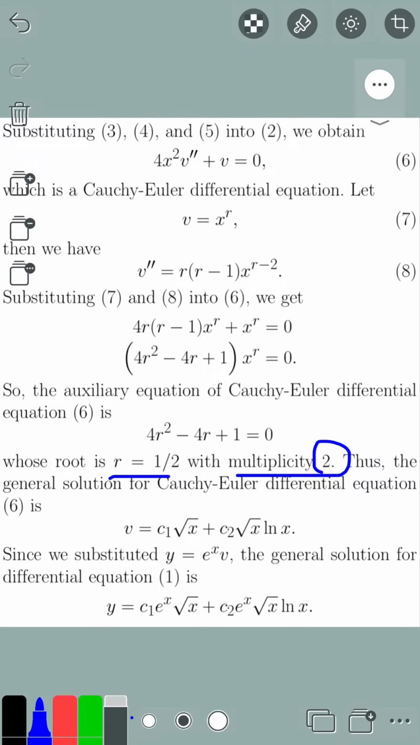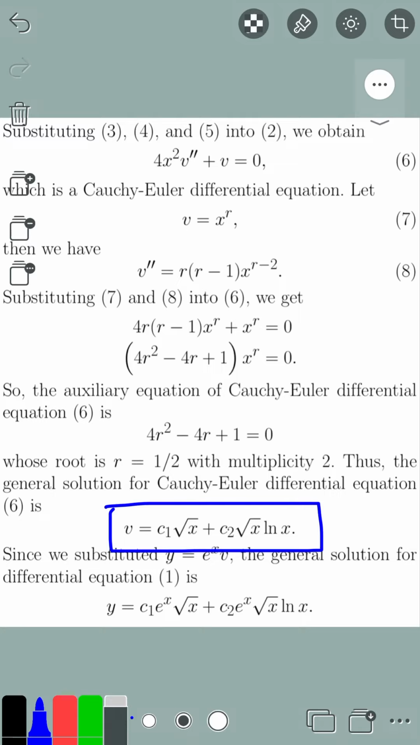So r is equal to 1/2 with multiplicity 2, so the linearly independent solutions are x to the 1/2, which is square root of x, and square root of x times the natural log of x. These are the two linearly independent solutions of the Cauchy-Euler differential equation. And so the general solution for v is c1 times square root of x plus c2 times square root of x times natural log of x, where c1 and c2 are arbitrary constants.